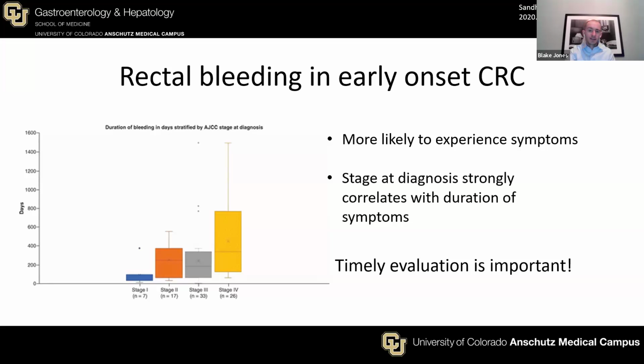But the important thing to know here is that the stage of diagnosis strongly correlates with the duration of symptoms. So if you sit on your patient with rectal bleeding for a long time, by the time they eventually get the colonoscopy or sigmoidoscopy and the diagnosis, it may be too late. In this study with the 200 patients, in patients who are diagnosed with stage 1 disease, their median duration of symptoms was 30 days, whereas those diagnosed with metastatic or stage 4 disease, their median duration of symptoms was 330 days, or almost a year. So it's important to recognize those symptoms and get those patients in for whatever diagnostic testing you can, just because it does affect their ultimate outcomes.